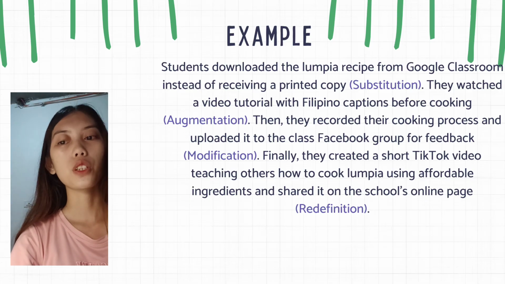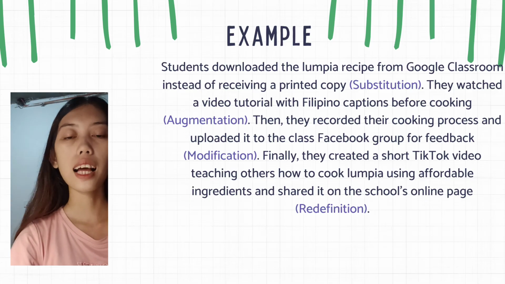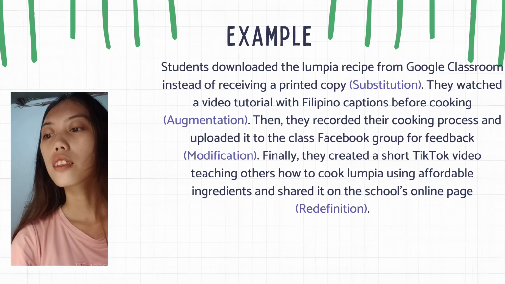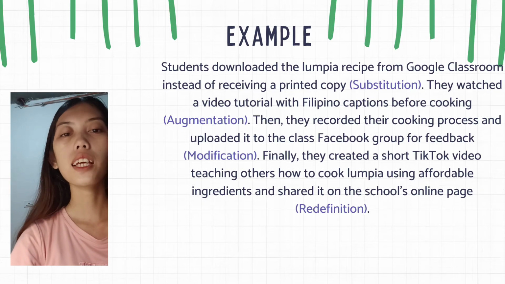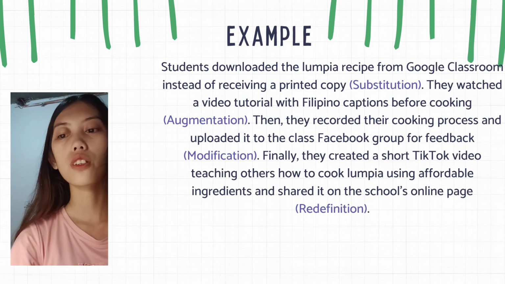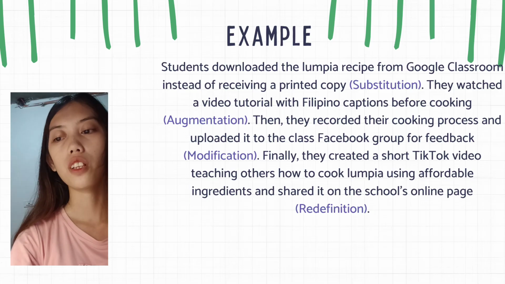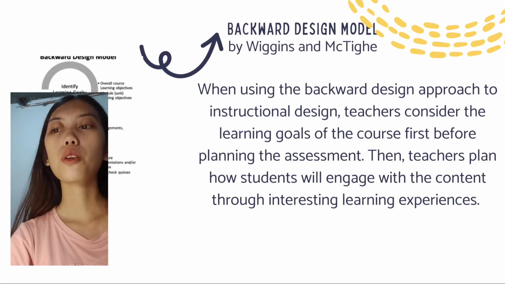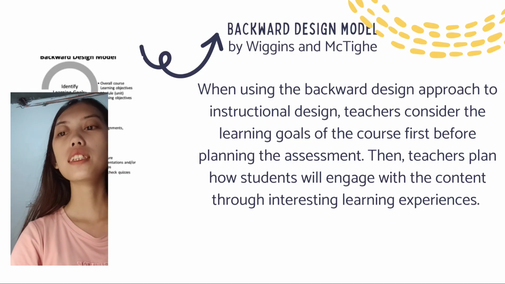Then they recorded their cooking process and uploaded it to the class Facebook group for feedback, or modification, or they uploaded it in Google Classroom. Then finally, they created a short TikTok video teaching others how to cook lumpia using affordable ingredients and shared it on the school's online page. That is redefinition. So next model is backward design model by Wiggins and McTighe.